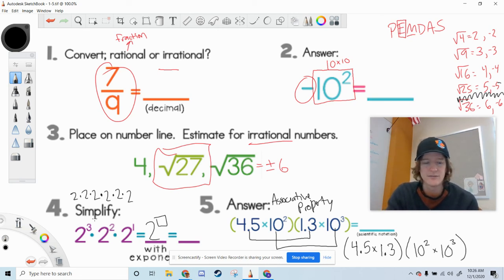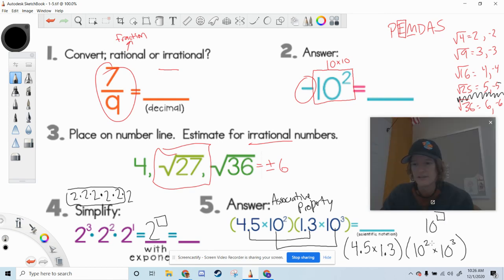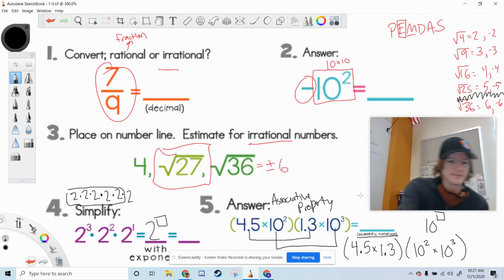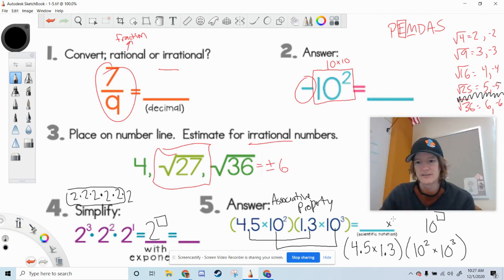So like we did on number 4, we said 2 to the third and 2 to the second, and it looks like this over here. Well, we're going to do that here. This is 10 to the what power? How many 10s do we have? And our answer needs to be in scientific notation, so that's why I'm leaving this times 10 to the something power. And we need to have a blank here. That's whatever 4.5 times 1.3 is. So that is going to go in this spot.